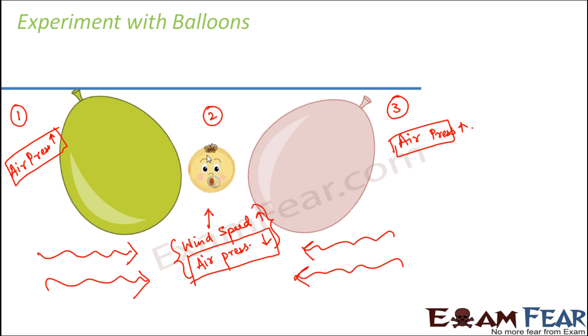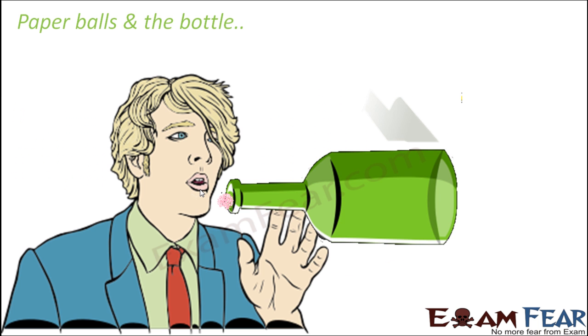This happens only when we blow in the space between the two balloons, because when we blow hard, only then does the wind speed in region 2 increase, because of which the air pressure is reduced. So you see, these are simple experiments, but a lot of the time we do not know why this happens. And that is very important to know if you really want to understand the science around us. Let's look at yet another example, which is a very popular experiment, you can say.